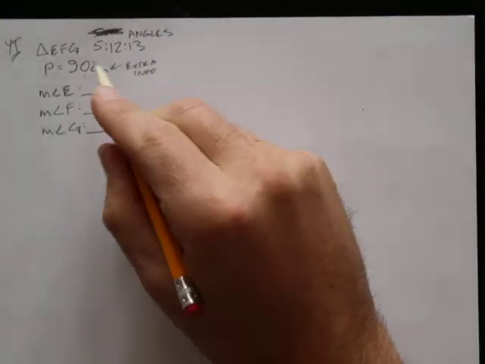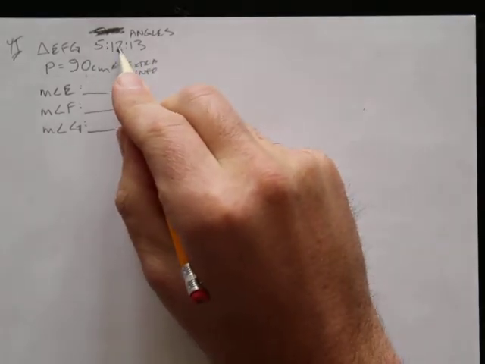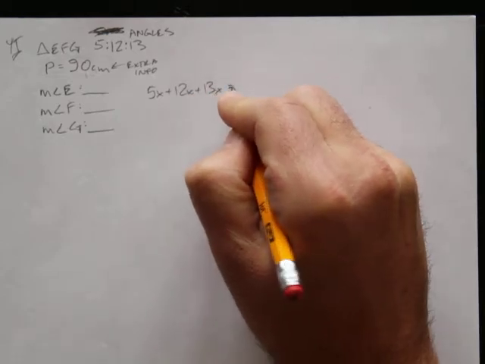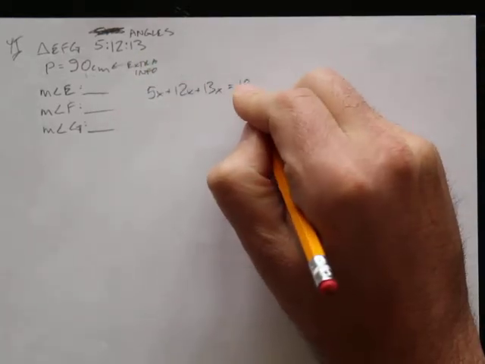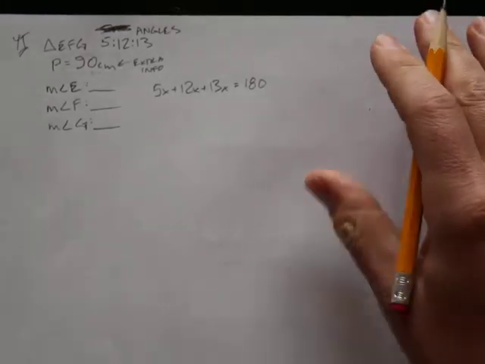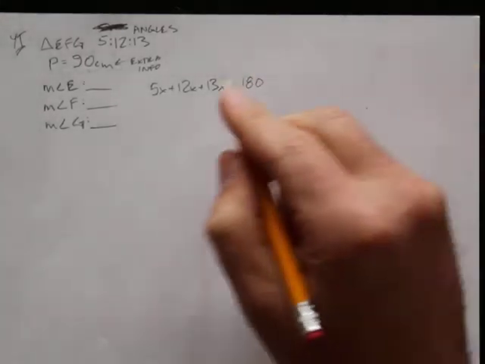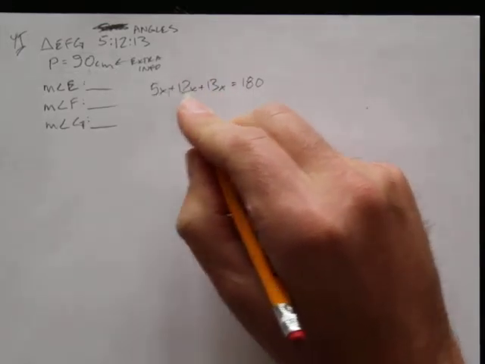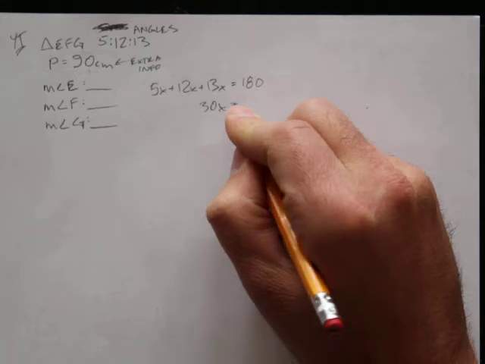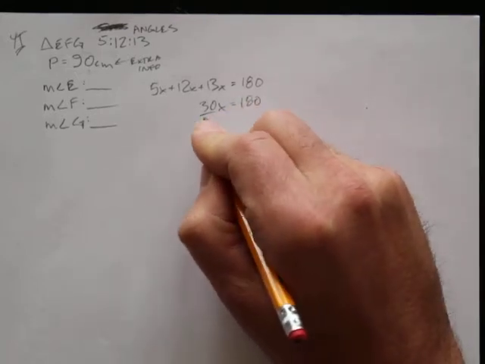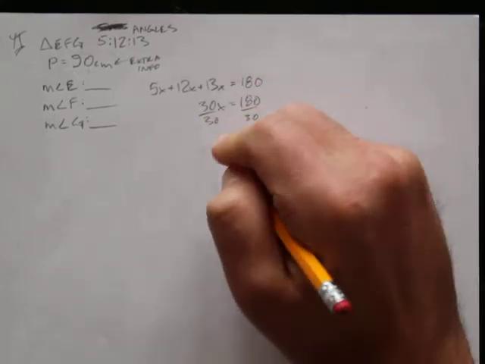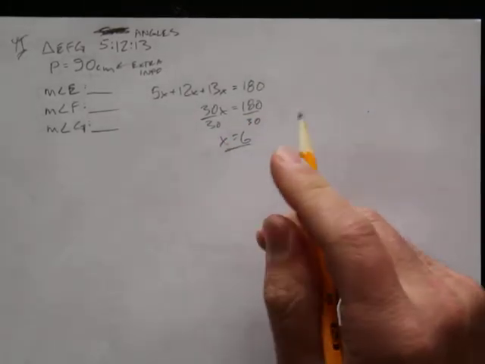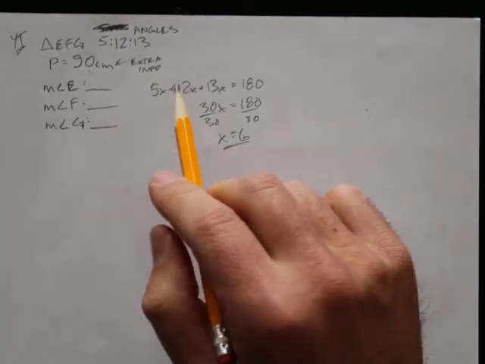Okay, let's see how you did. So all I'm going to do here is say 5x plus 12x plus 13x equals my total sum of interior angles, 180 degrees. So I'm going to add these up. 5 plus 12 is 17, no, 25 plus 5 is 30. 30x equals 180. Divide both sides by 30. X equals 6. And so now I've got x equals 6. That's not my answer. That's going to help me get my answer.